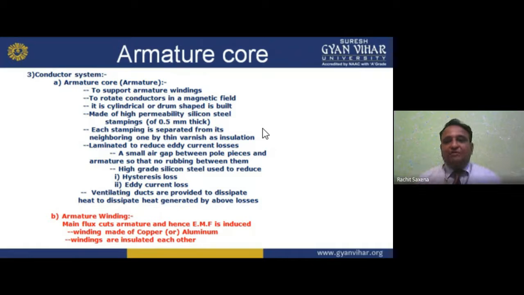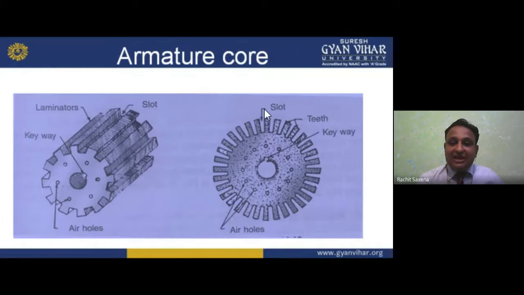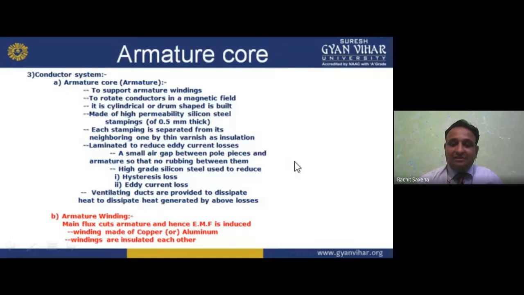Now for eddy current loss, if I want to reduce the leakage current loss, I have to make laminations, a parallel path for the current. I have to make laminations to reduce eddy current loss. Okay, I hope you understand. Now ventilating ducts are provided to dissipate heat. These are the ventilating ducts, or we can say air holes. Ventilating ducts are provided to dissipate the heat generated by the above losses.